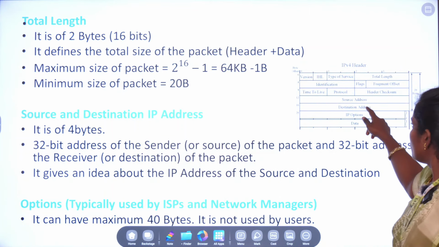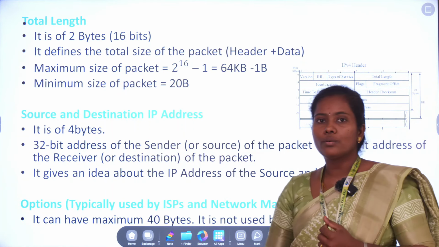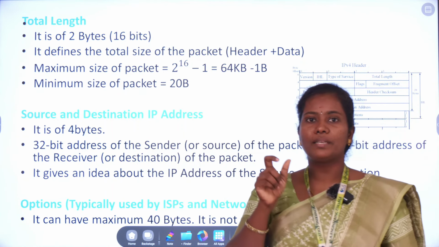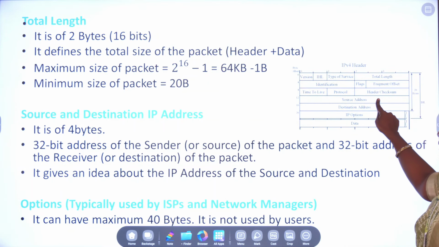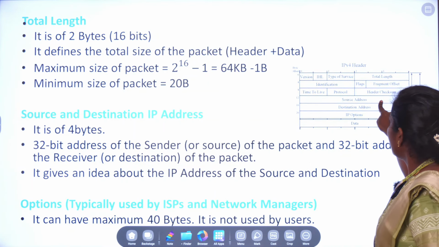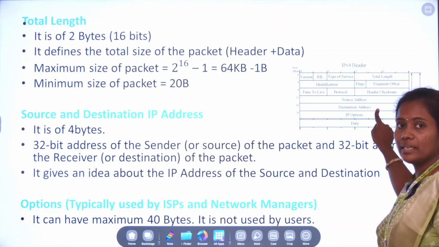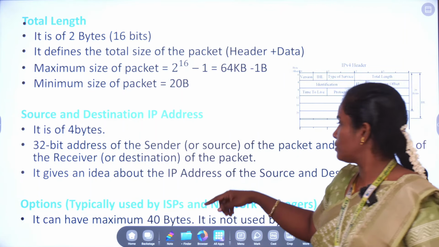Next, we will see about the source and destination address. Each of the source and destination occupies 32 bits separately. The source address contains the IP address of the source host. The destination address contains the IP address of the destination host.